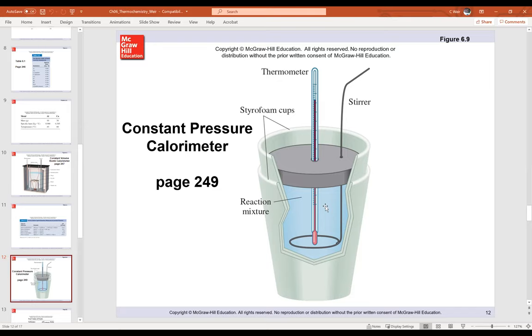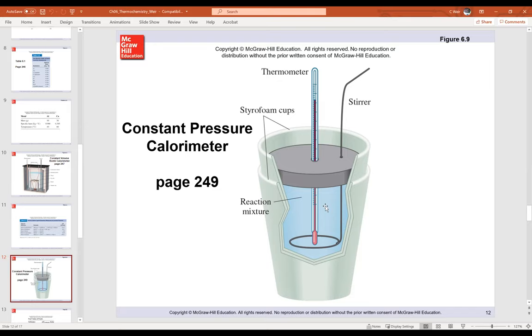A constant pressure or coffee cup calorimeter gets its name because of what we can build it out of. Literally styrofoam coffee cups. If you were to go to a convenience store and buy some hot chocolate or a cup of coffee, you could get two of those styrofoam cups and something to serve as a lid, and you can build a calorimeter.